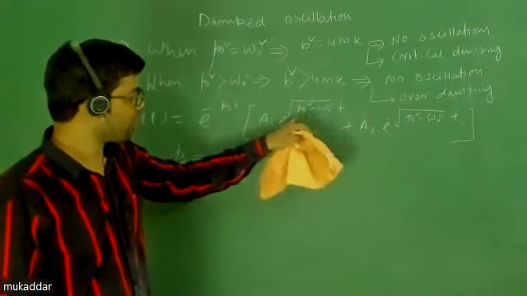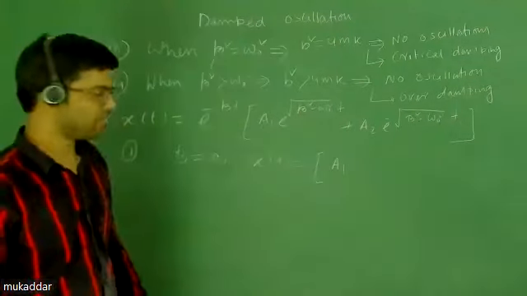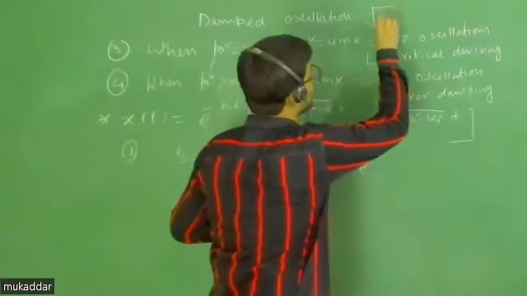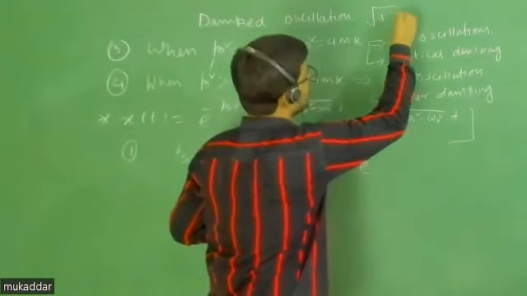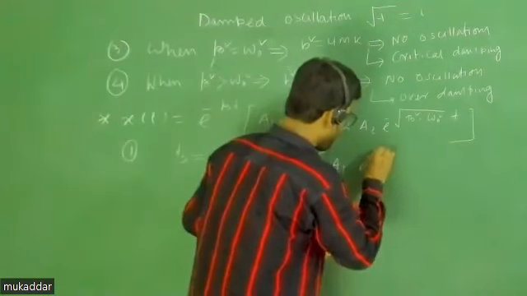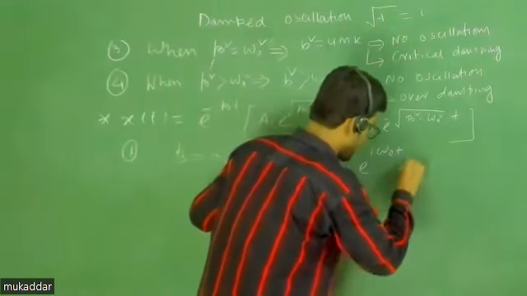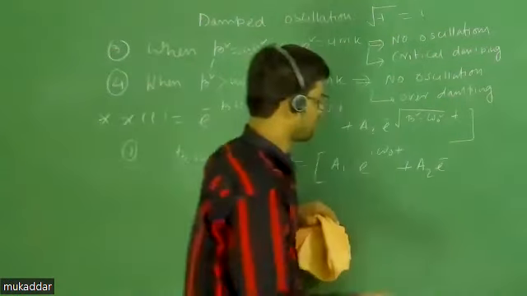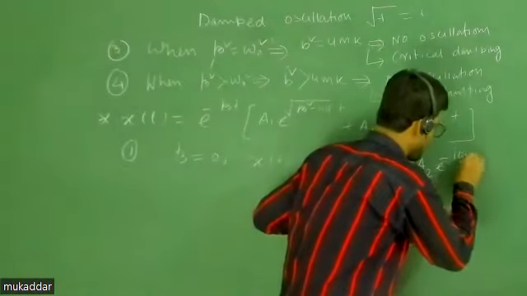So minus square root of minus omega naught square, क्या आ जाएगा? Square root of minus 1, exactly, it will be square root of minus 1 means i what? omega naught, sir. Exactly, so it will be i omega naught t, and then you have a second term a2 e the power minus i omega naught t.